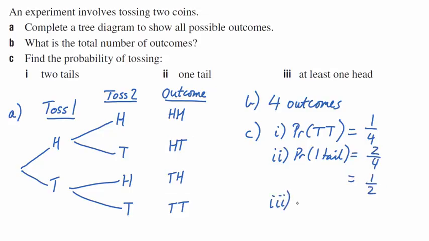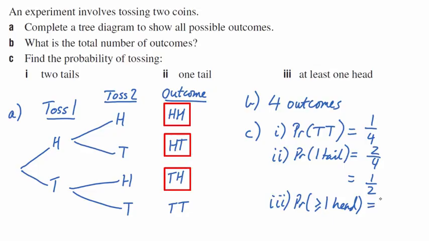Finally, we've been asked to find the probability of getting at least 1 head. Well, we could have got heads heads, or heads tails, or tails then heads. In fact, there's only one outcome where we don't get at least 1 head, and that's tails tails. So 3 out of the 4 outcomes have at least 1 head. So the probability of at least 1 head is 3/4.